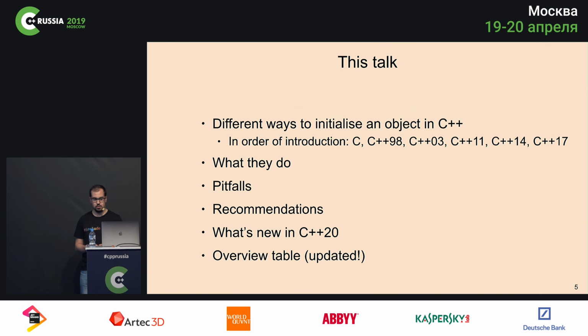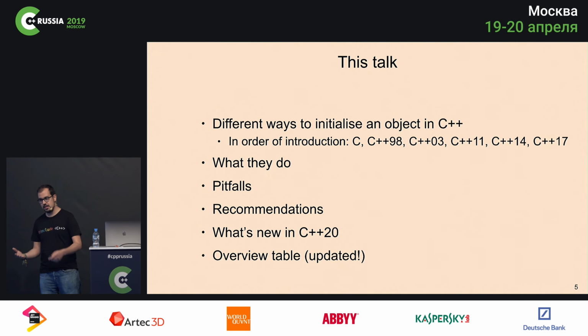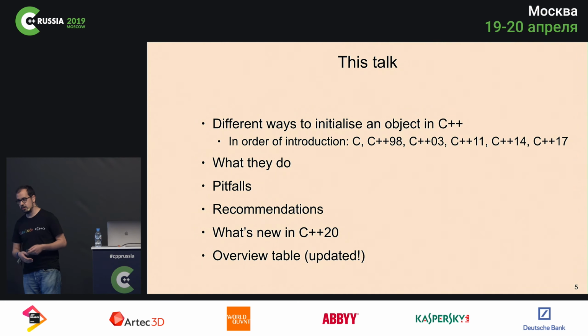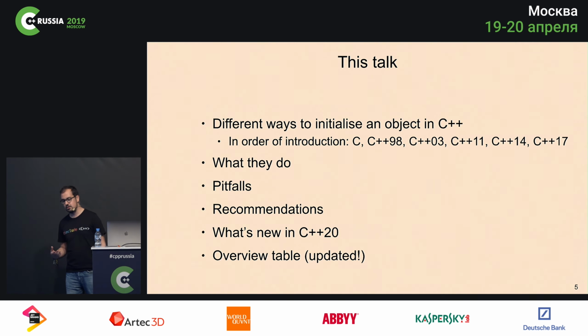So this talk is going to be about all the different ways to initialize an object in C++. I'm going to go through this in chronological order, which means that first we're going to talk about what we inherited from C, then what we had since C++98, then some things were introduced in C++03, some things were introduced in 11, and then changed in 14 and changed in 17. I'm going to talk about what they all do, all the pitfalls and traps you can fall into, some recommendations, my personal recommendations, how to deal with those different things and how to actually use them effectively.